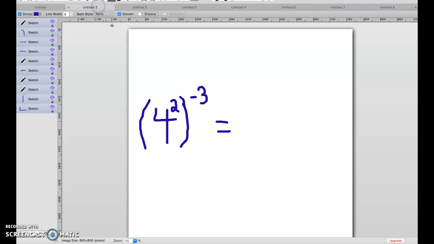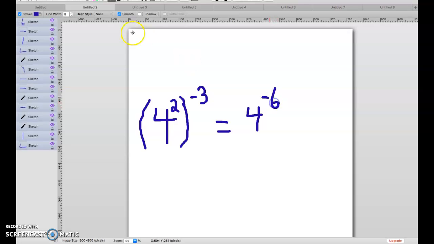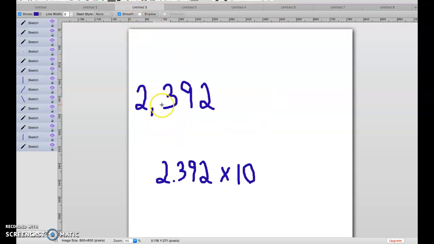So, for example, 4 to the power of 2 to the power of negative 3 is going to be 4 to the power of 2 times negative 3. 2 times negative 3 is negative 6. So this is 4 to the power of negative 6. All right, so that's help with that.